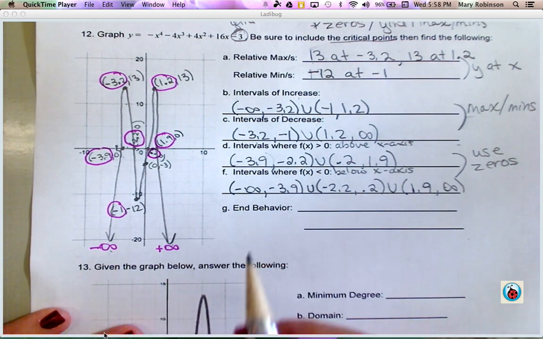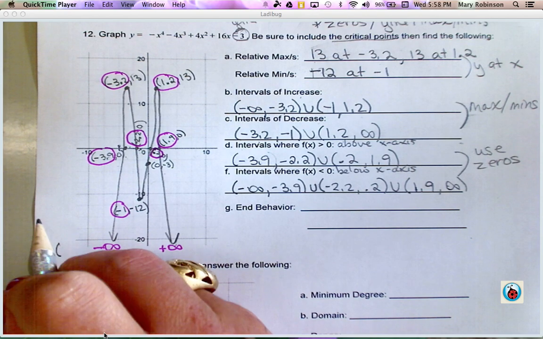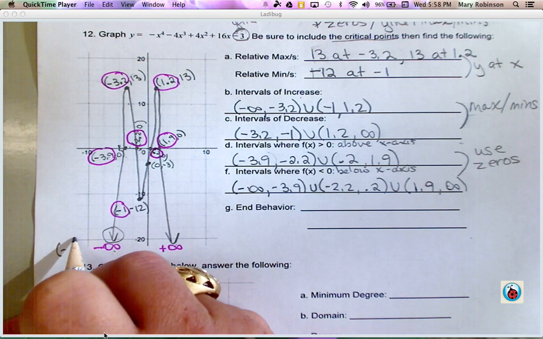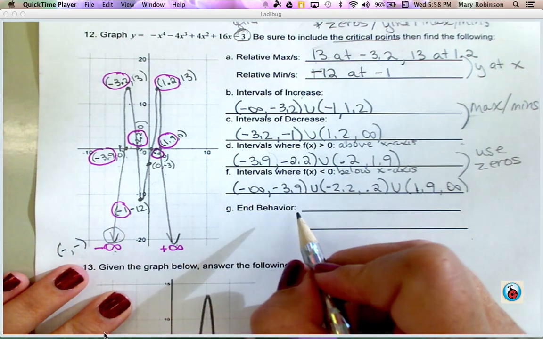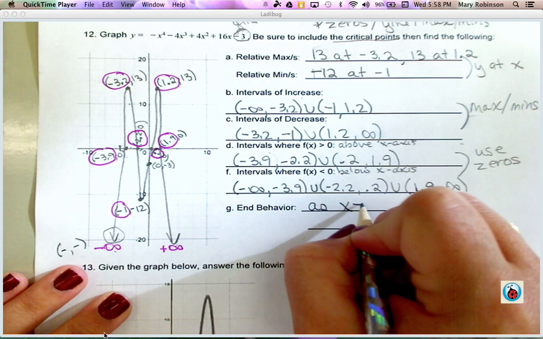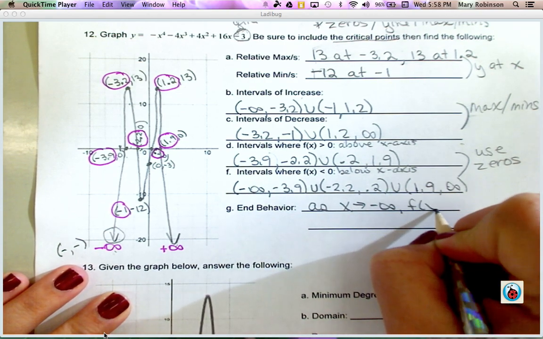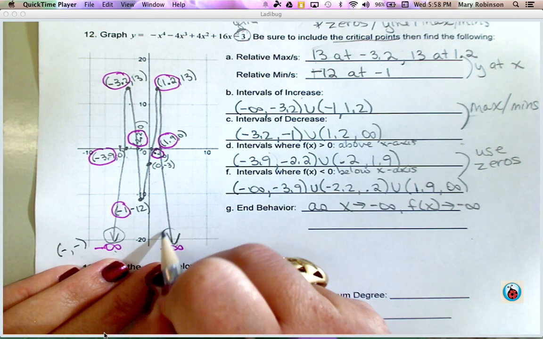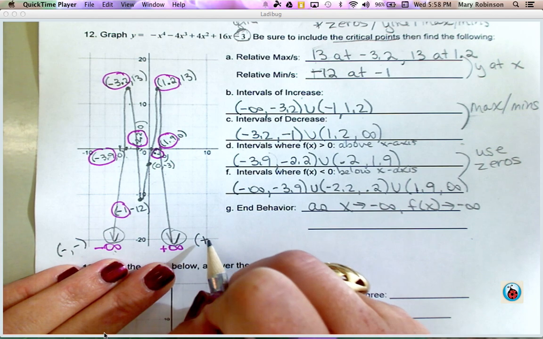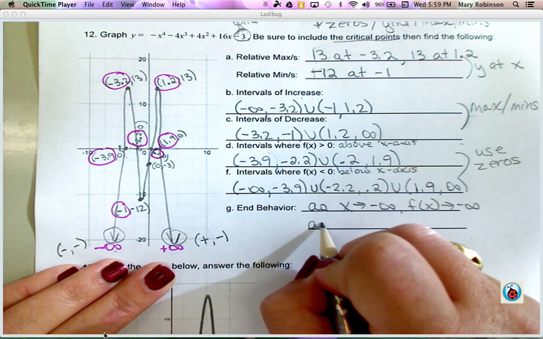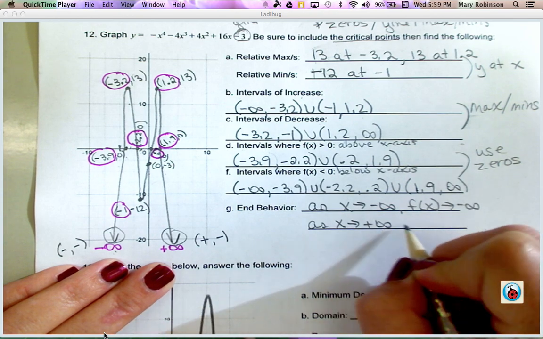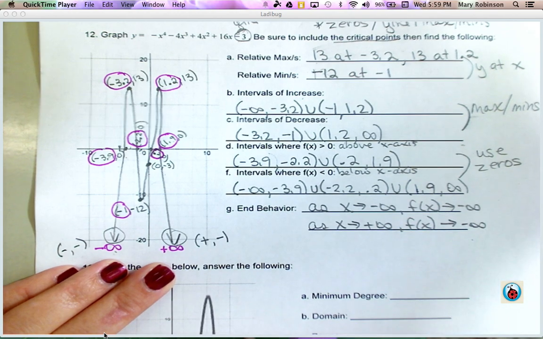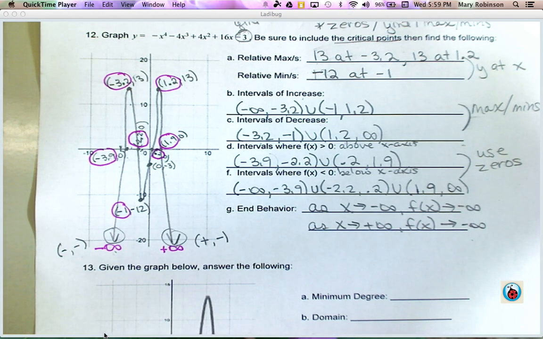Now, in end behavior, remember I taught you that you can use the signs of the coordinates in the quadrant where the arrows are. This is in the third quadrant, where my points are negative, negative. So for end behavior, I state that as x approaches negative infinity, f of x approaches negative infinity. Here in quadrant 4, the coordinates of all points are positive, then negative. So I can state that as x approaches positive infinity, f of x approaches negative infinity. And that's it for number 12.